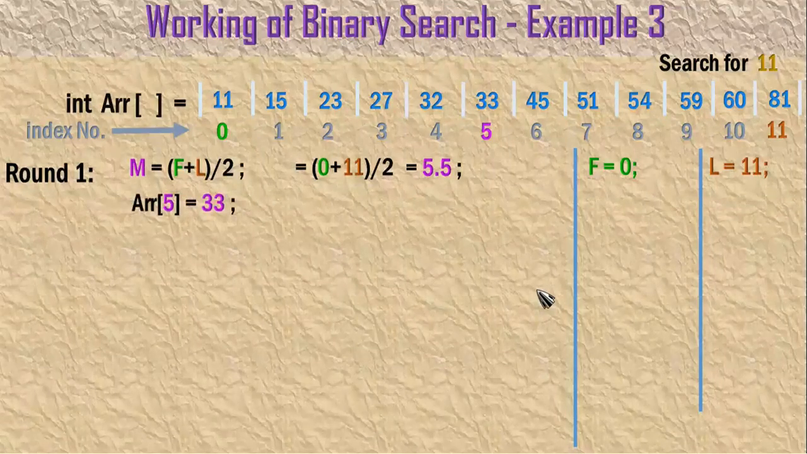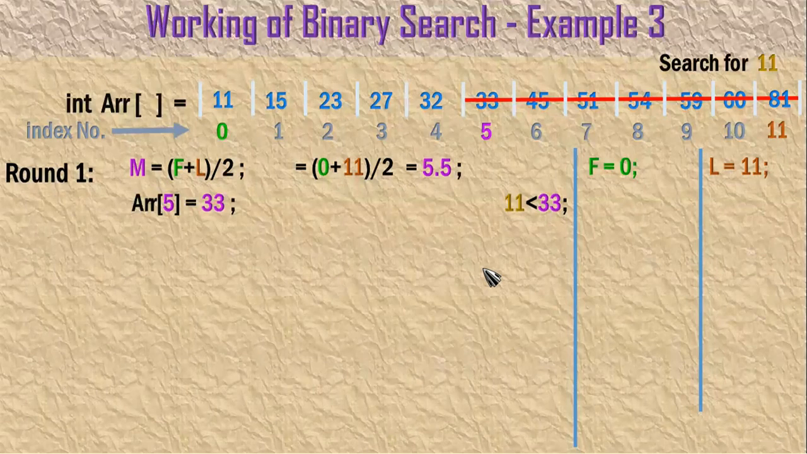At 5, 33 is the value available. 11 is lesser than 33. So in the index numbers greater than the middle element, we don't need to search. The first index of the new segment of the array will be 0. The last index will be the middle index minus 1, that is 4.